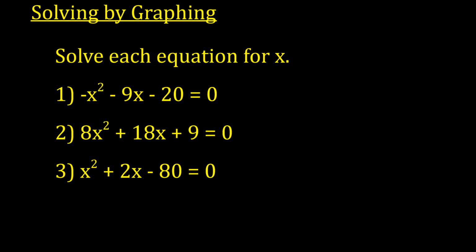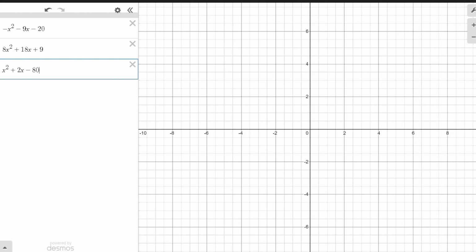What I would encourage you to do is write down these three equations, and then follow along on your computer where you type these into desmos.com. So let's pull that up here. There we go. So I have all three of these typed in, and I don't have them showing right now. So let's show the first one, negative x squared minus 9x minus 20.